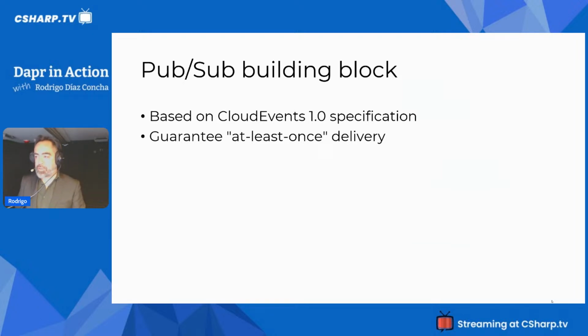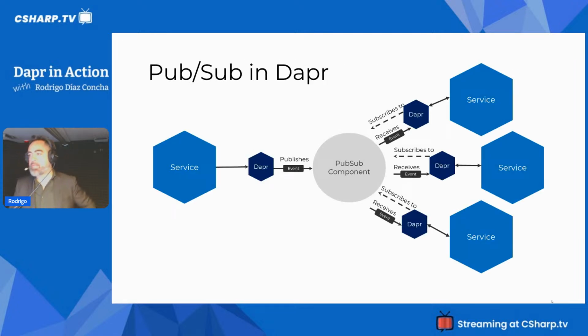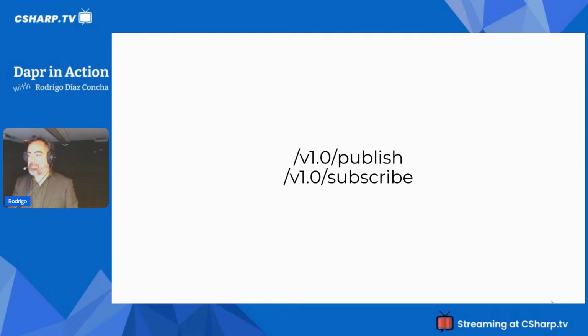So let's use the PubSub building block, and with the Dapr client object it's a breeze. You can actually do it quite easily, okay? So this particular diagram shows the PubSub component in action. You have a service that sends or publishes an event, and then you have other services that are subscribed to that particular event, right? And if you want to use the API directly, which I do not recommend, as I've mentioned before, you can use those endpoints that are here on the screen. So let's get started.